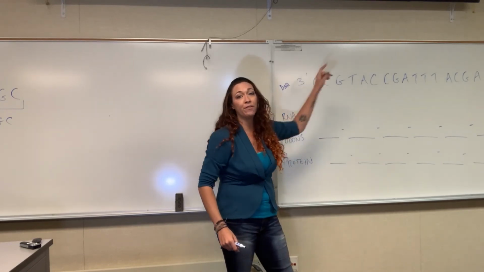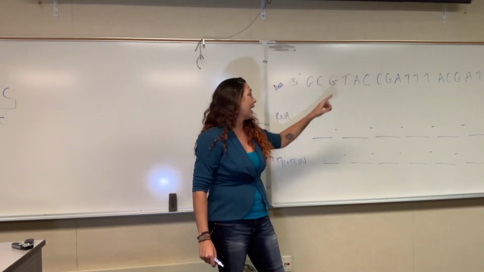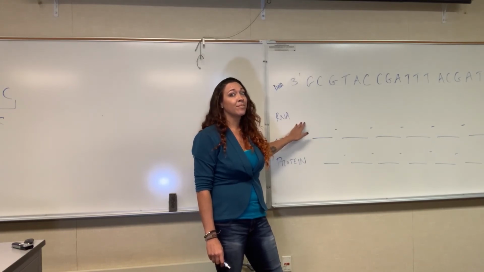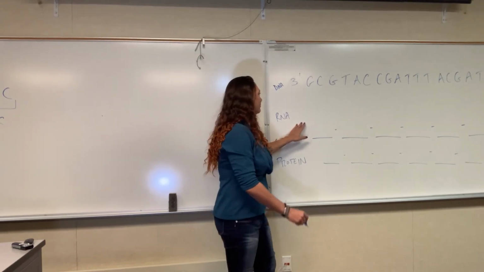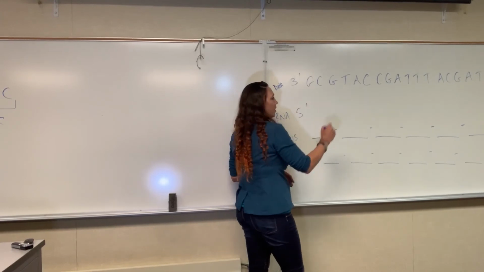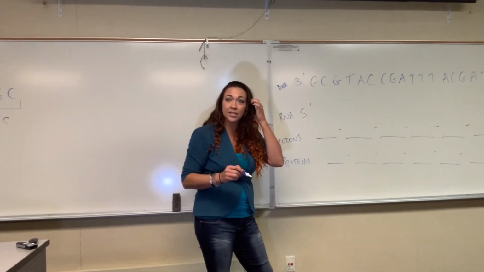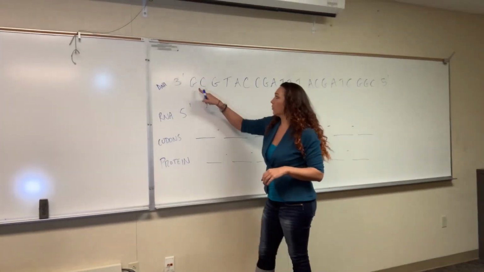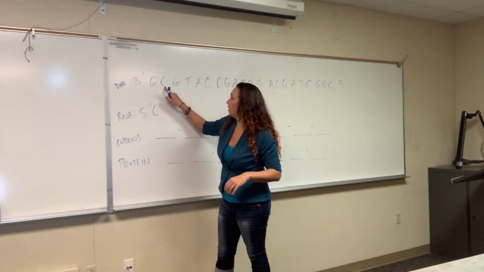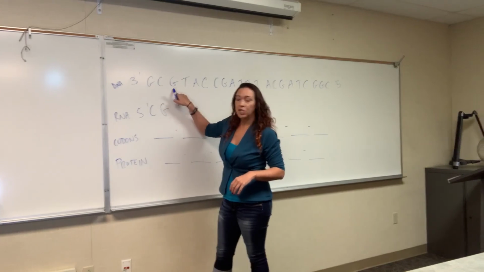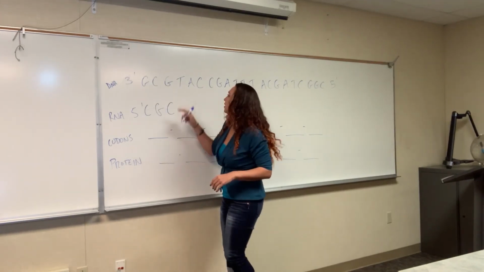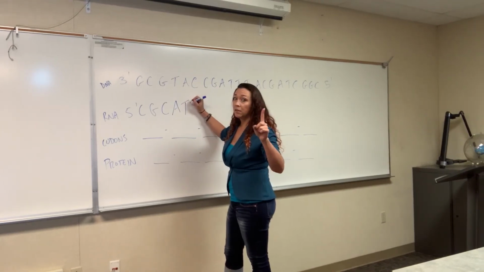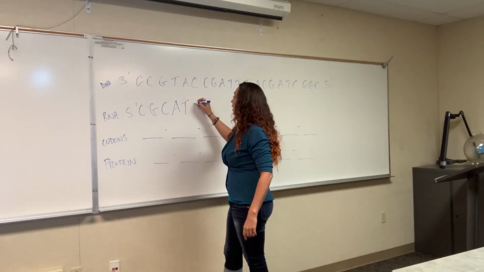So if I'm going from 3' to 5' for my DNA, for my RNA, I'm supposed to go from 5' to 3'. All right, so let's get that started right now. So we had G, which means we have a C, C, which means we have a G, G goes to C, I'm not going to keep reading this, T goes to A goes to T for now, and then I'm going to do the rest of them.